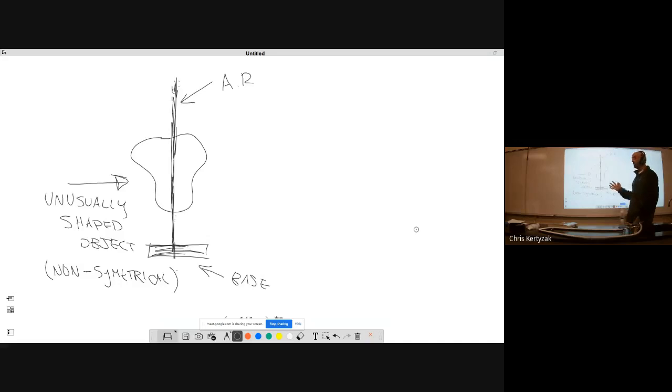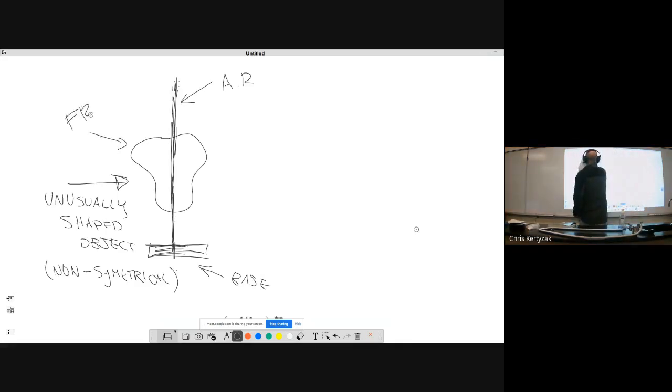Essentially, again, you build an apparatus that you can mount the object on. You pierce some sort of axis through it so that it's free to rotate around the axis, right?